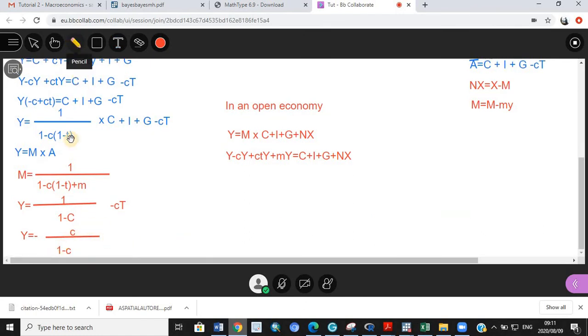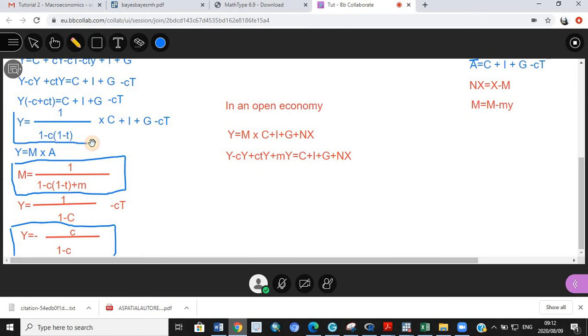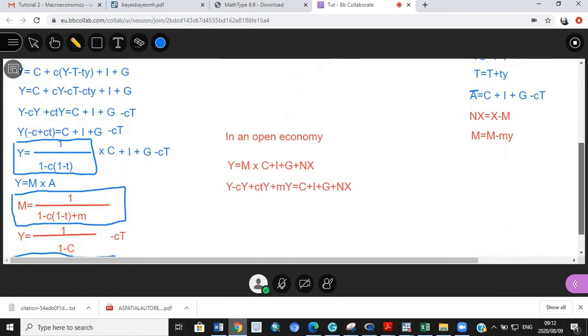Maybe I can just do this. Here we have this multiplier. Here we have the tax multiplier, which comes from here. And here we have the government expenditure multiplier, considering in this case an open economy. Very good. So these are basically the multipliers that we are going to use going forward.